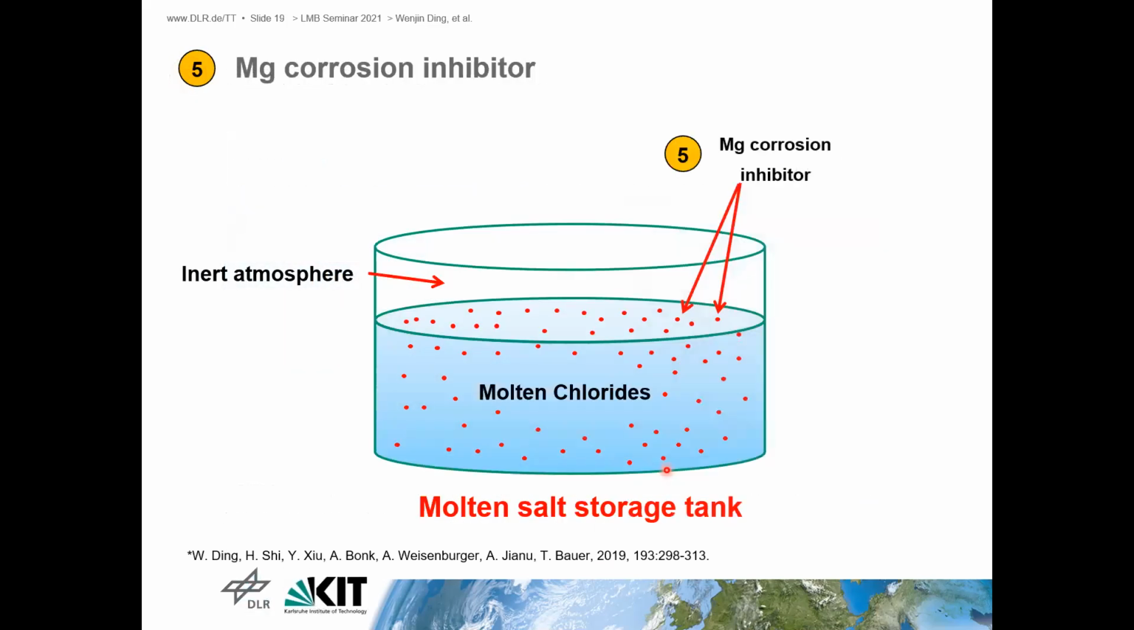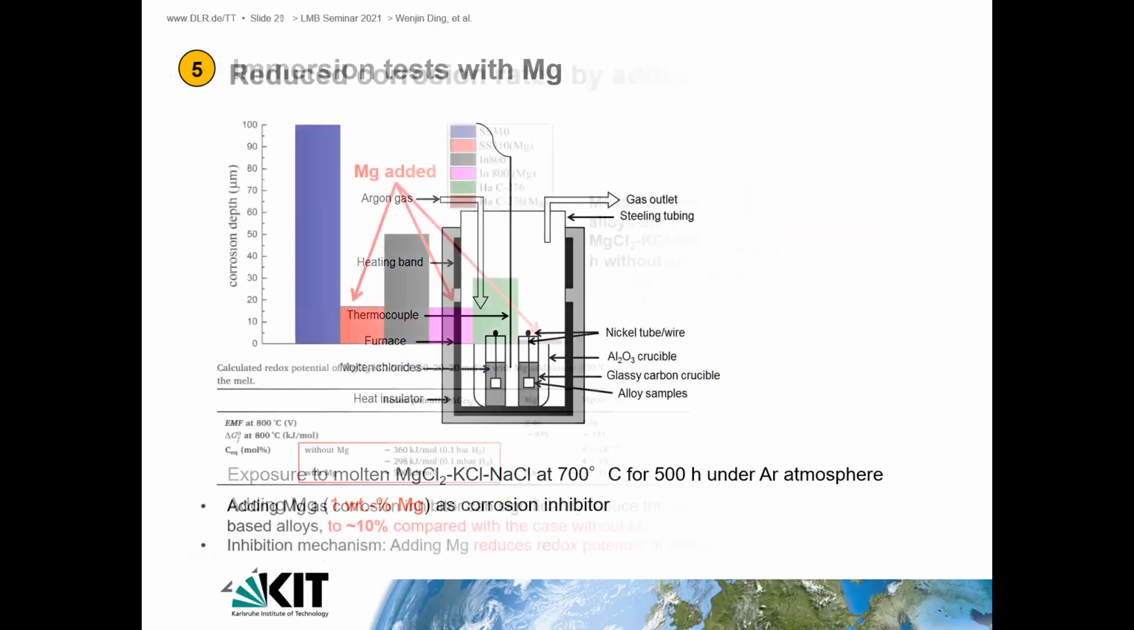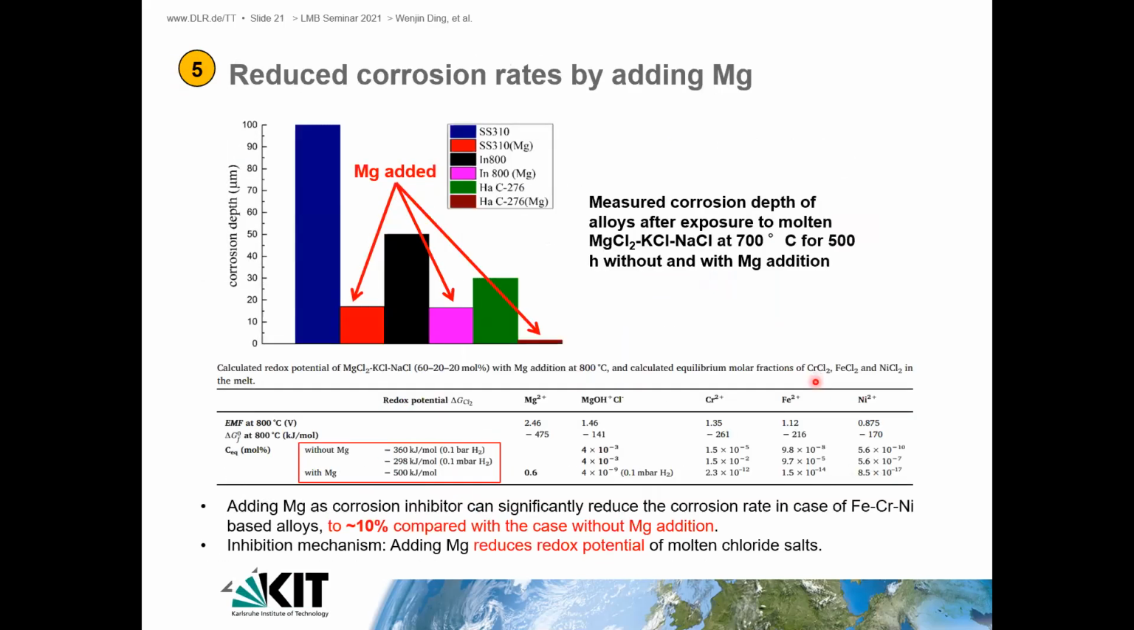So regarding this corrosion mechanism, we have developed a corrosion mitigation method, for example, by adding magnesium as a corrosion inhibitor. We also did a similar corrosion test, but in the molten salt we put some magnesium metal inside. After comparison, with or without magnesium, we found that with magnesium, the corrosion rate of the conventional alloys is significantly reduced to about 10% compared to the case without magnesium addition.